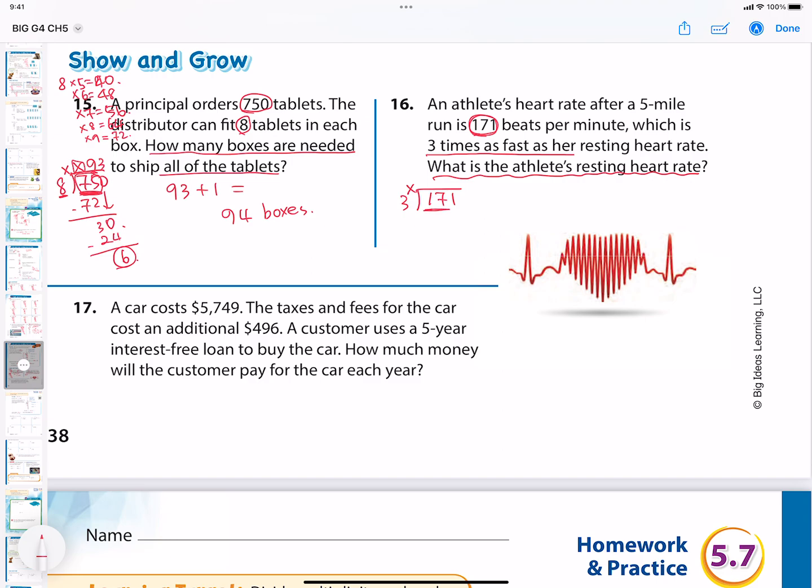3 cannot fit into 1, so we need to work with these two digits together. We know 3 times 5 is closest, since 3 times 6 is 18, which is greater than 17. 15 take away, which is 2. Carry this 1 down. 3 times 7 is 21. Nothing left. So the answer is 57 beats per minute. It's BPM. Okay? All right.